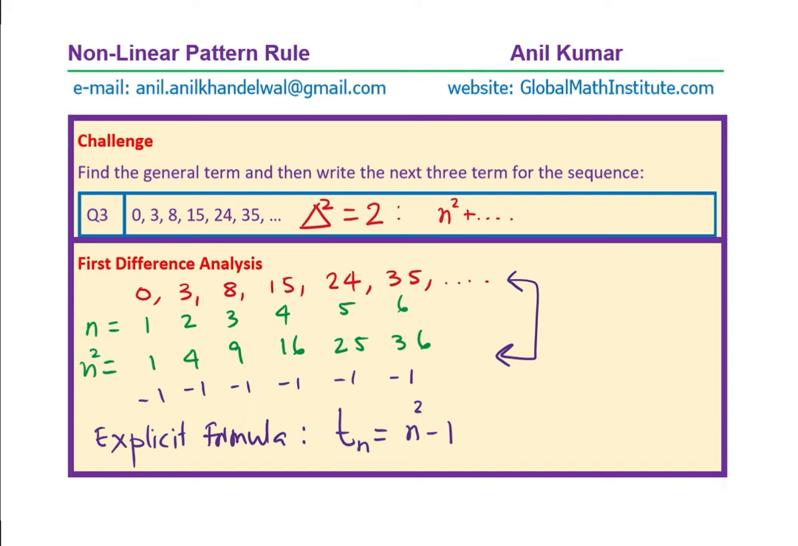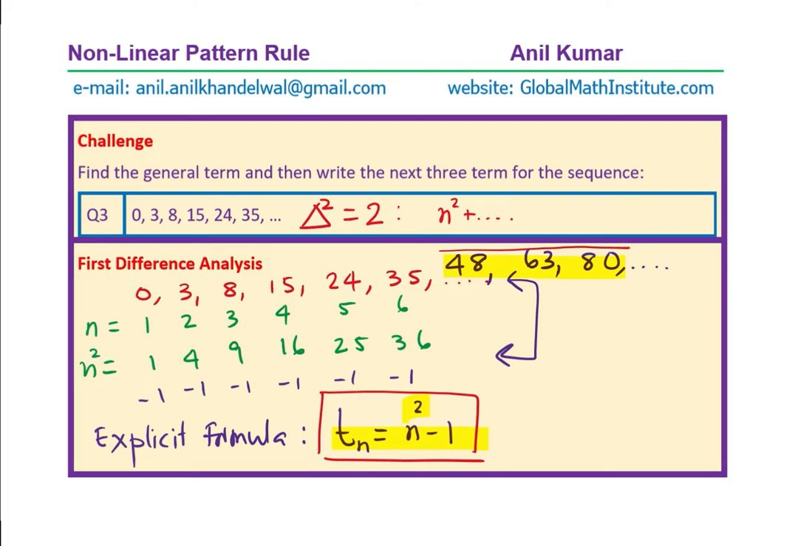So the next 3 terms will be what? 7 squared is 49. So 49 take away 1 will be 48, right? 8 squared is 64. Take away 1 will be 63. 9 squared is 81. And 81 take away 1 will be 80. So that is how you can write down the next 3 terms. So we have the general formula, which is n squared minus 1, and the next 3 terms are given as shown here using the formula.